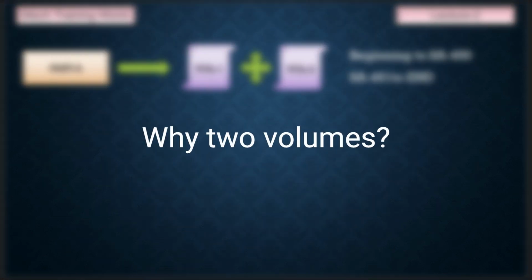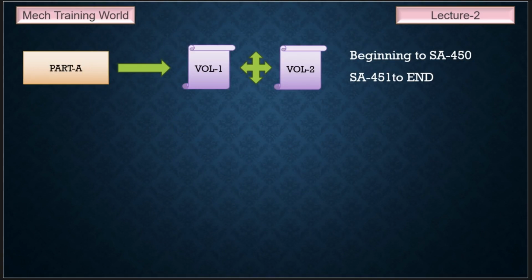So why did the code divide Part A into two volumes? The reason for this separation is that the volume of materials is too high to handle in a single physical book. With soft copies there is no worry, but if you want to read hard copies, it is difficult to handle that physical book. That's why the ASME committee divided Part A into two volumes. I hope you understand.